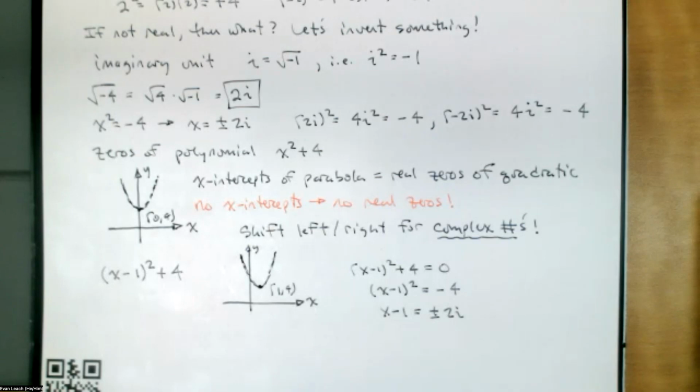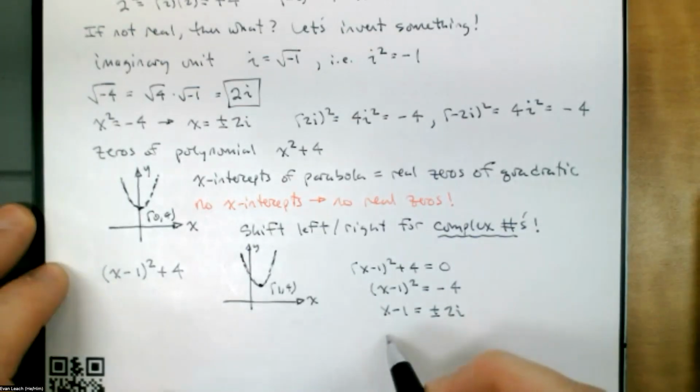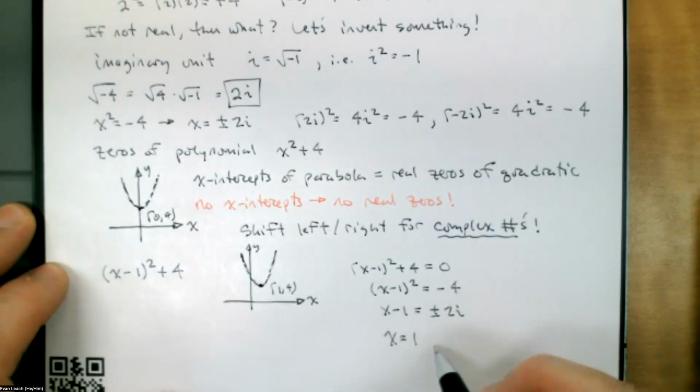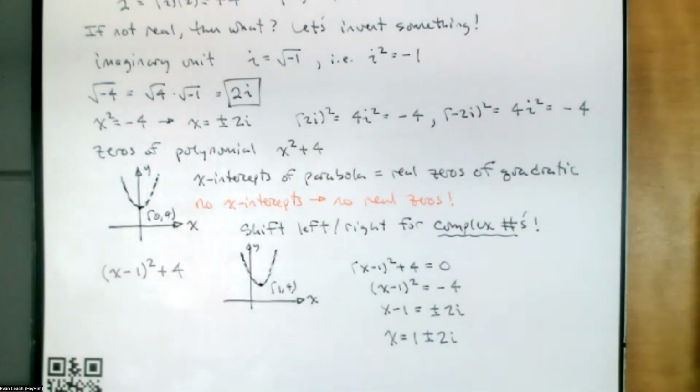So here are the two solutions. x equals 1 plus or minus 2i. This number is a combination of a real number and an imaginary number, and this is a complex number. Question?